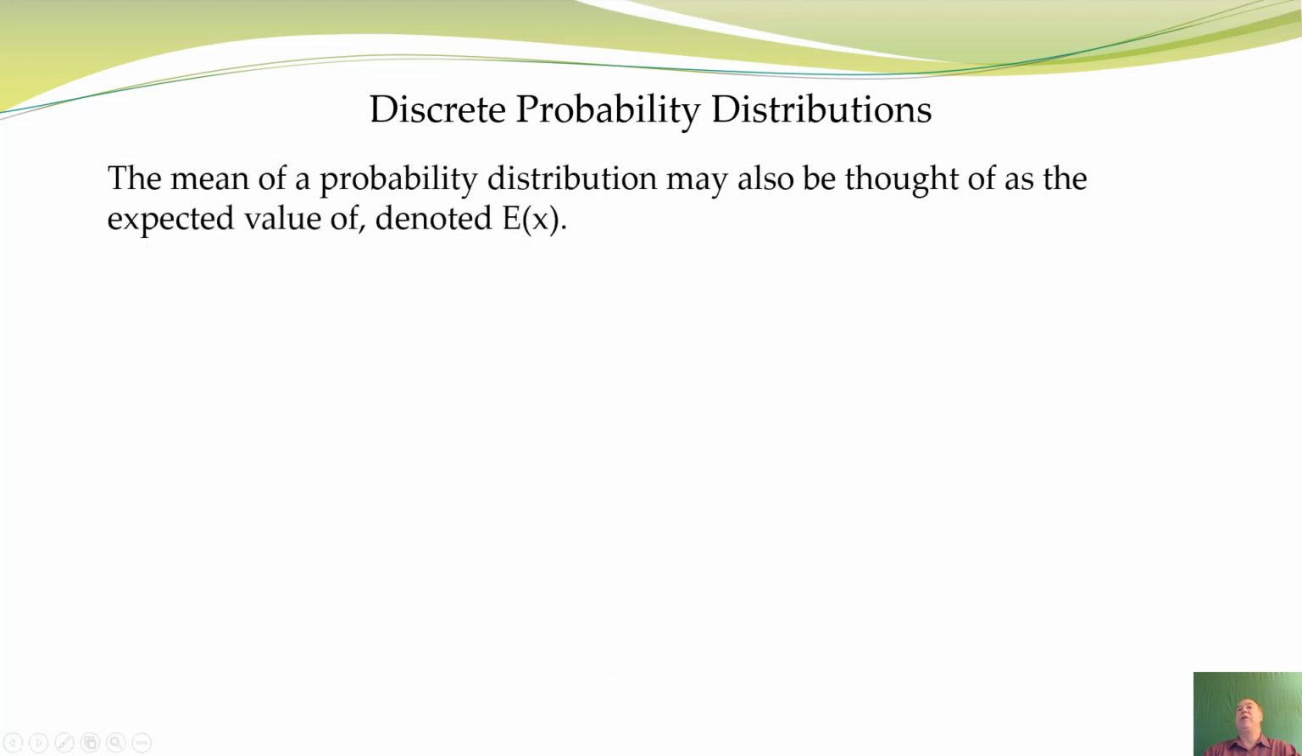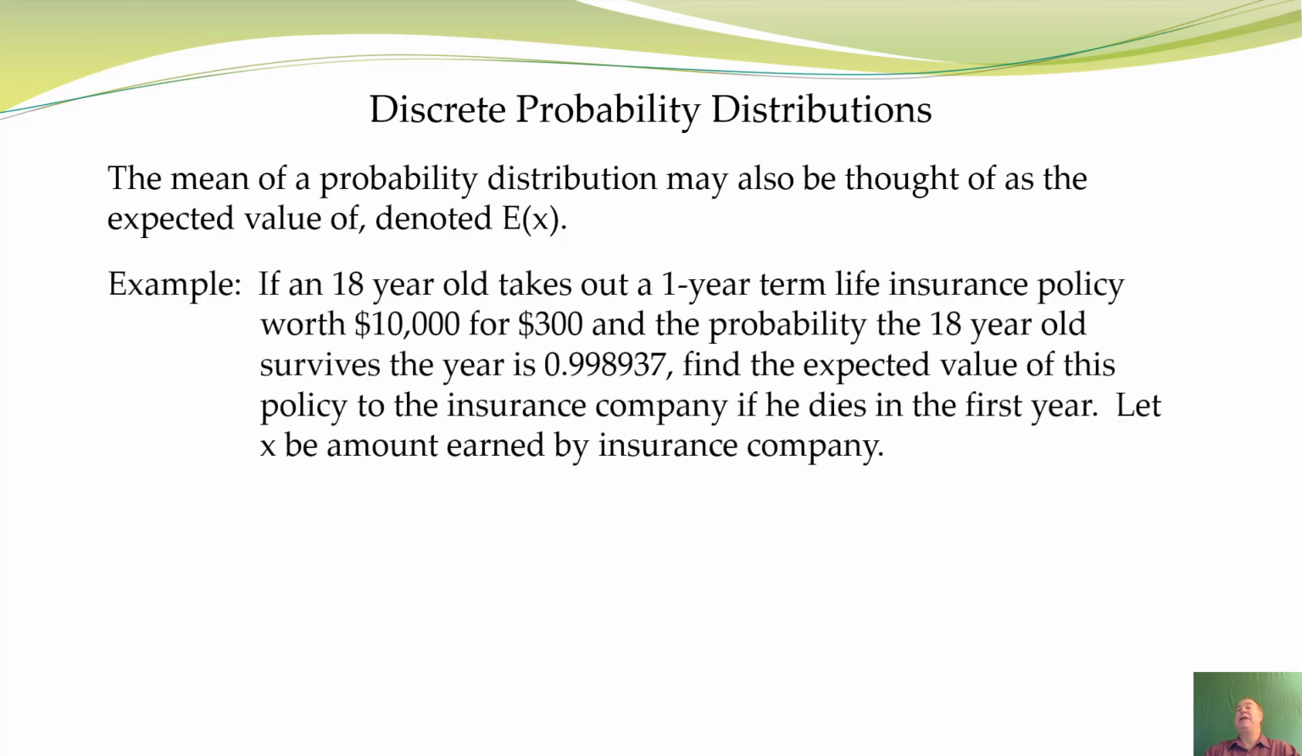Now, the mean of a probability distribution may also be thought of as the expected value, denoted E of x. So, if an 18-year-old takes out a 1-year term life insurance policy worth $10,000 for $300, and the probability the 18-year-old survives the year is 0.998937, which is a very high probability he's going to live the year, find the expected value of this policy to the insurance company if he dies in the first year.